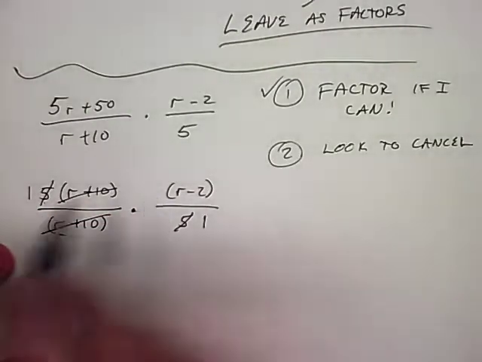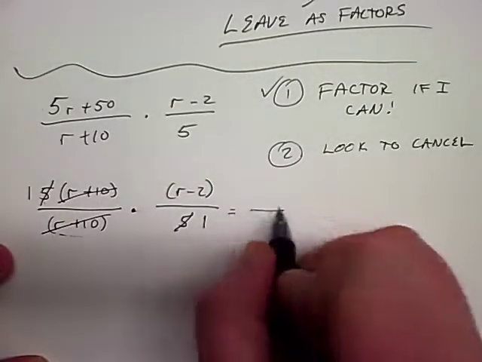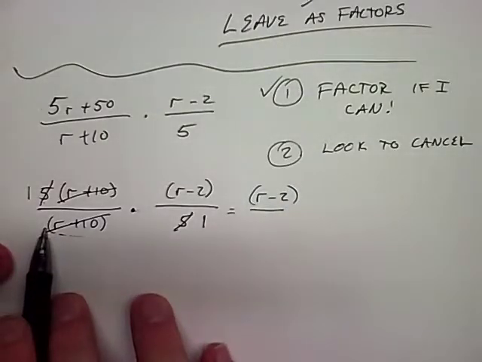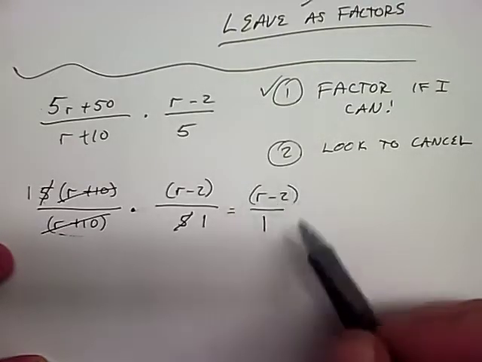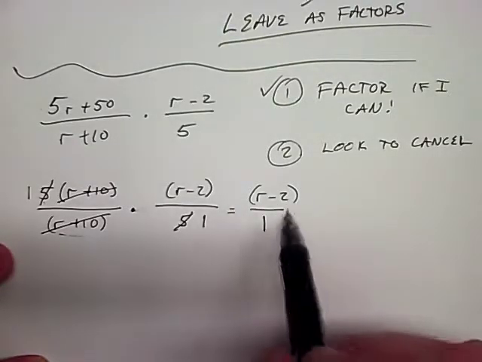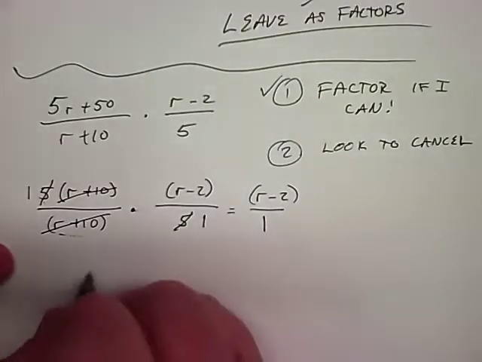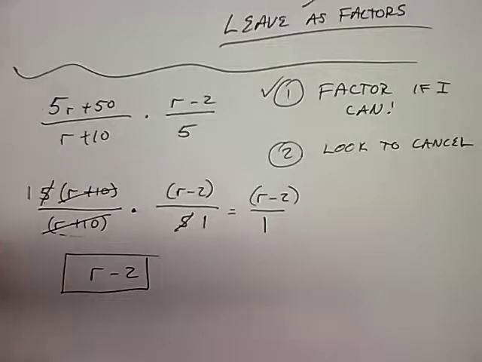This 5 goes to a 1. And now I'm going to multiply. 1 times r minus 2 is simply r minus 2. I can leave them in parentheses. And I have a 1 times 1, and I'm left with 1. Now, I don't want to leave 1 in the denominator. That's a little silly looking, right? Because anything divided by 1 is itself. So my final answer here is going to be r minus 2.